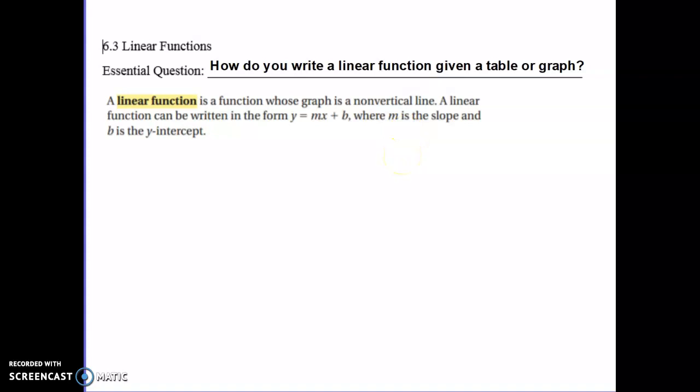One important thing that this definition mentions is the non-vertical line. So I would highlight or underline that part here, and we'll talk about that a little bit later. We've talked about y equals mx plus b, where m is the slope and b is the y-intercept, in a previous lesson. So it's really important that you understand the different components of the slope-intercept form of an equation.